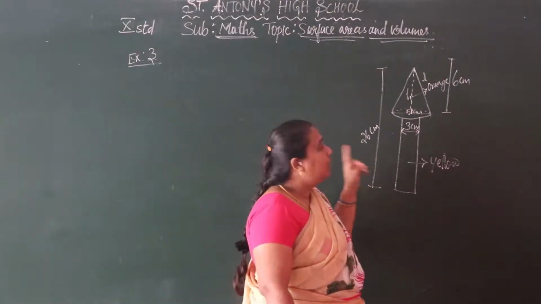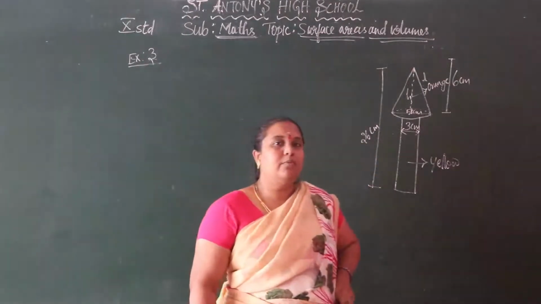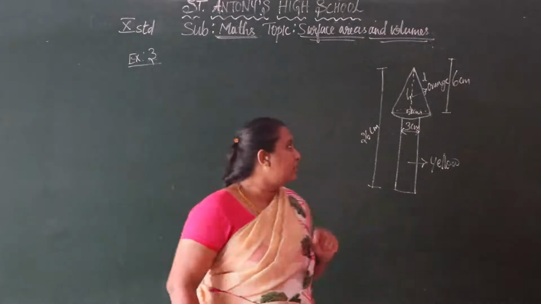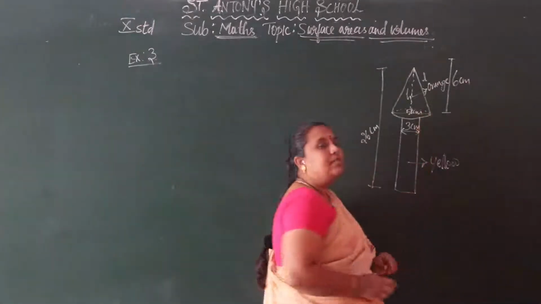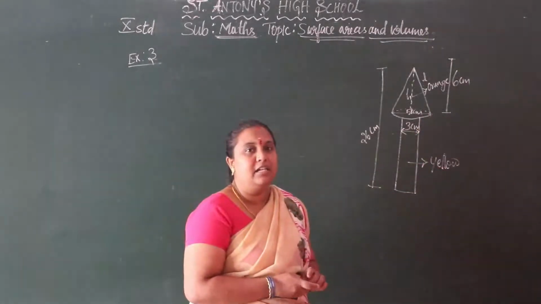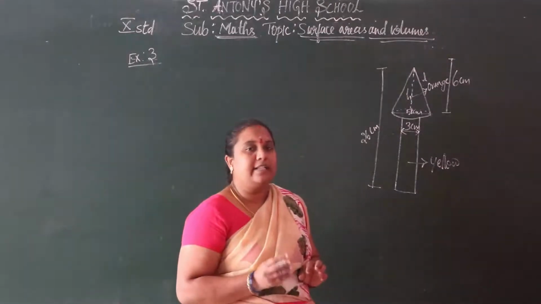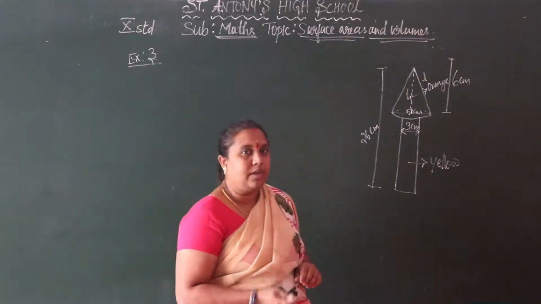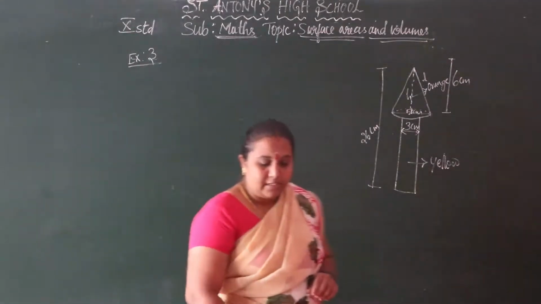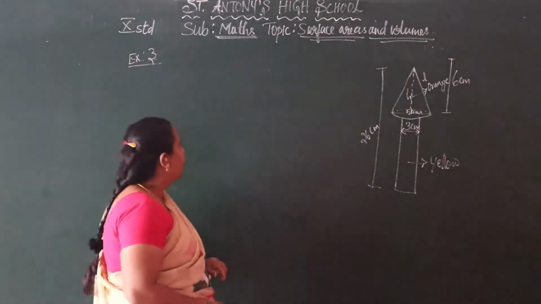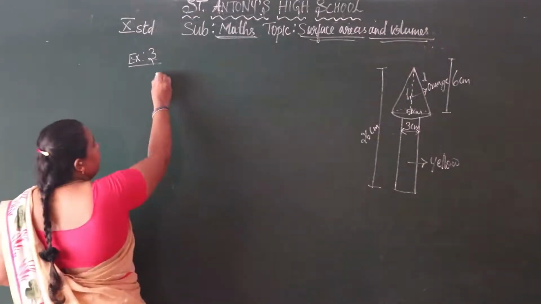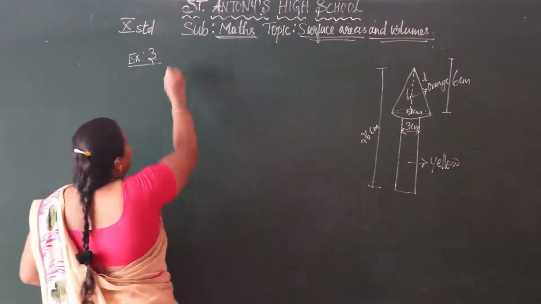Then we move on to the problem. What do we want to find out first? The slant height l. What is the formula for slant height l? l is equal to the root of h square plus r square. Now let us find h square plus r square. What is given? First we have to write the given.